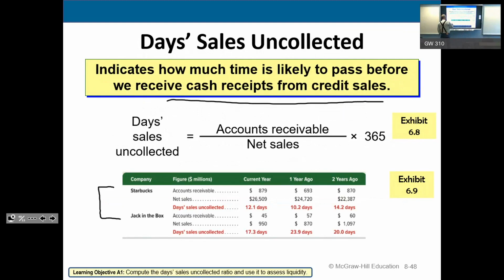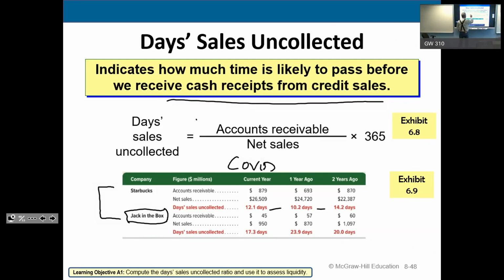Or in this case, I don't know why they keep using Jack in the Box. I haven't seen a Jack in the Box in I don't know how long, but there it is. What are their receivables? 879. Their net sales 26,509. That's billions. That means they're 12 days. A little higher than a year ago. How come? I don't know, COVID. Right? I mean, is that why? Maybe.